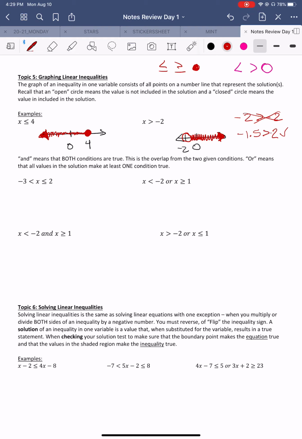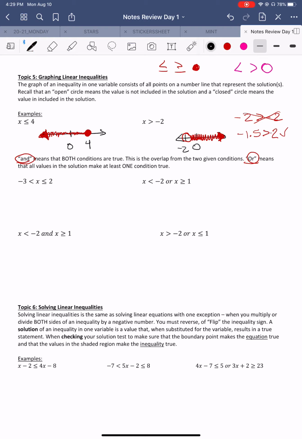When we have combined statements, and means that both conditions are true. This is the overlap from the two given conditions. Or means that all the values in the solution make at least one condition true. So you have to be cautious when you look at the graphs and your inequality statements. Let's go ahead and look at the first one here.